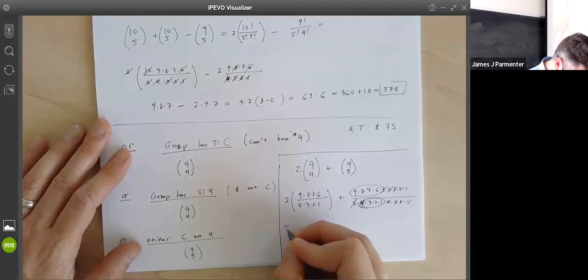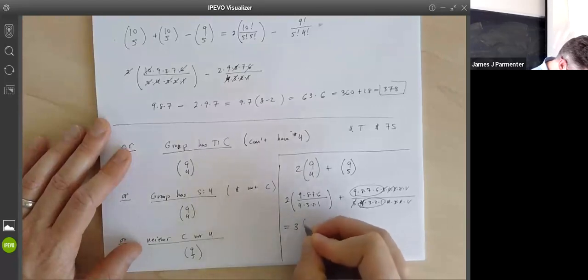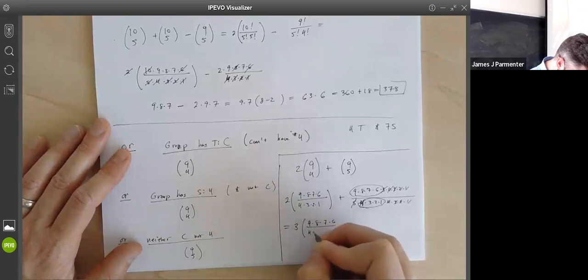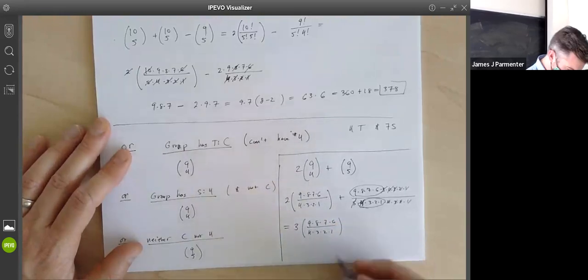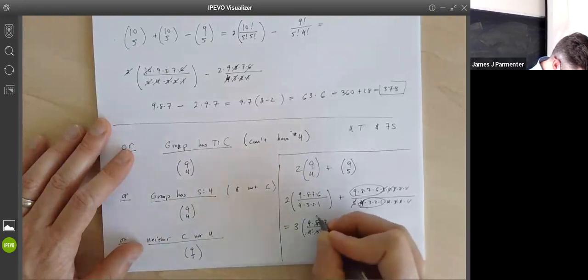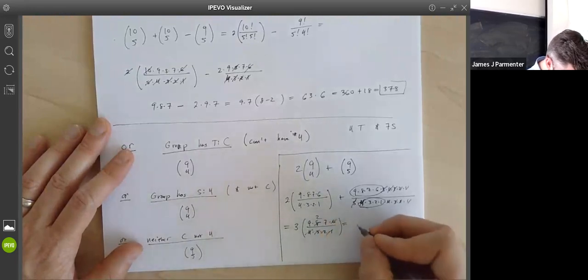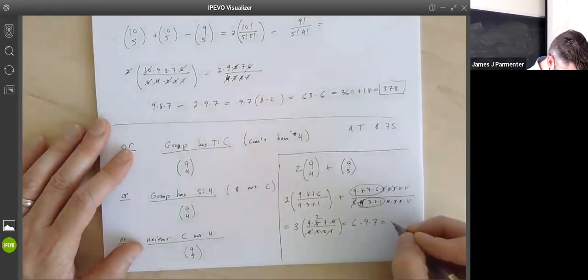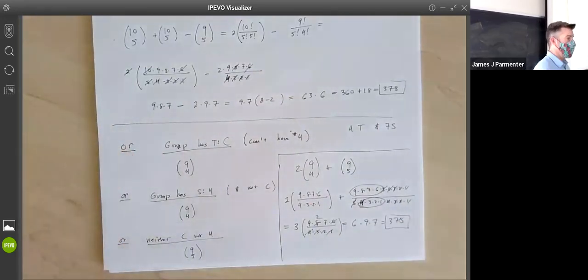This is really equal to 3 times 9 times 8 times 7 times 6 over 4 times 3 times 2 times 1. Cancel some stuff. So now I'm left with, oh, look, 3 times 2 times 9 times 7. It's exactly what we had before. Which way is better? That's a trick question.